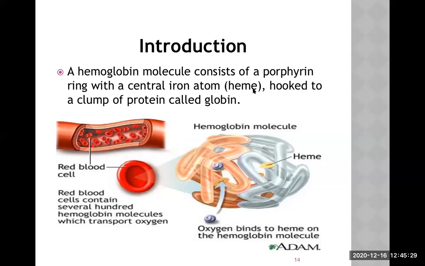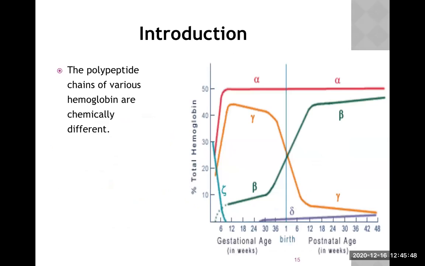Now in the heme, there is attachment of the iron, and globin is a polypeptide chain. Now look at this structure. So this is heme, okay? This part is heme, and these other things are globin. Oxygen is always bound to heme. Now another important point for us, the polypeptide chains which are present in hemoglobin are chemically different according to the different types of hemoglobin we have.